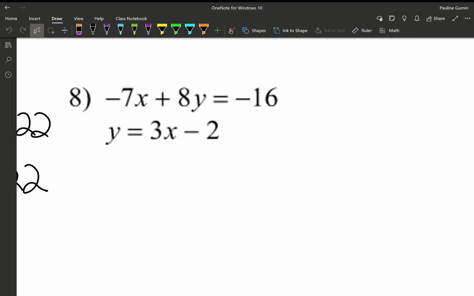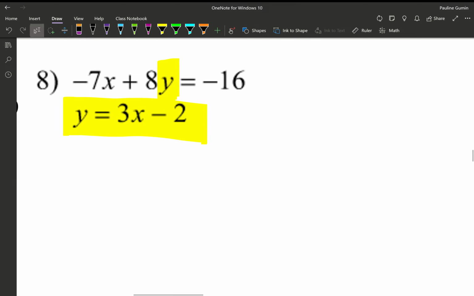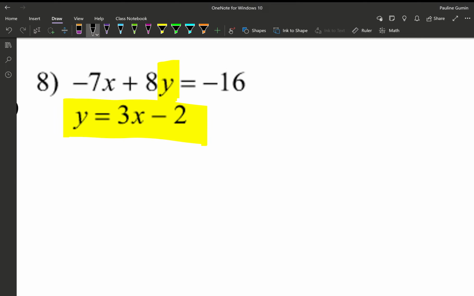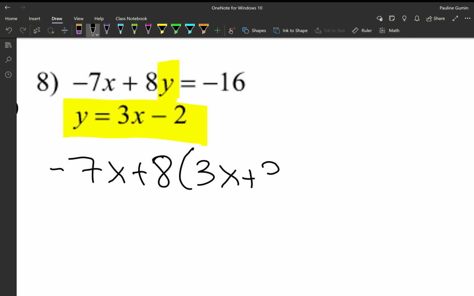So here we have one y equals equation. We're going to take that y equals equation and substitute it in for y in the top. So it's going to look like this: negative 7x plus 8, but instead of y, we're going to put parentheses 3x minus 2, and that equals negative 16. So I replaced the y with 3x minus 2.